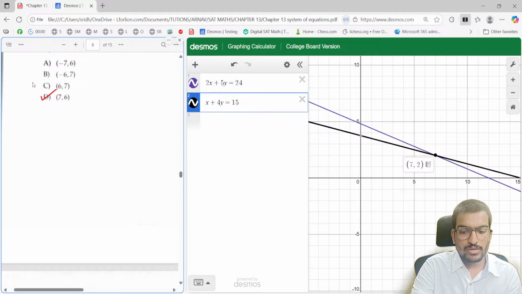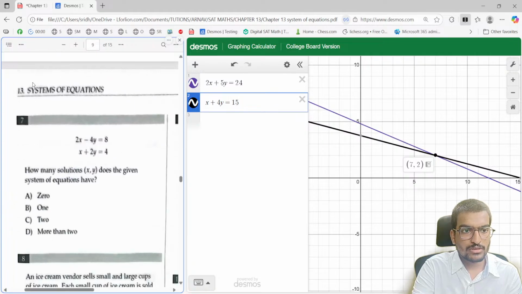Let's move to the next question, question number 7. So this way you will be able to handle all questions. But don't think that every question will be like this only. There will be some twists and turns. You need to be careful about them.